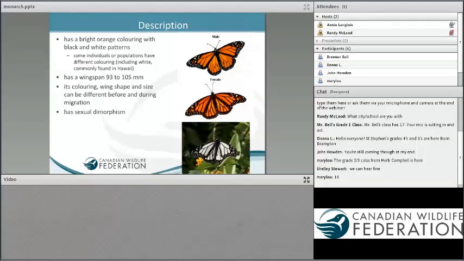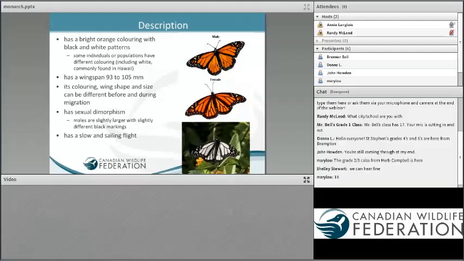The males and the females are a bit different. In the top photo on my slide, you see a male, and at the bottom is a female. In the male, the black stripes are actually narrower, they're smaller than the female's, and they have a black dot on their hind wing, close to their body. That's the main difference between male and female. Also, males are a bit bigger, as I was saying.